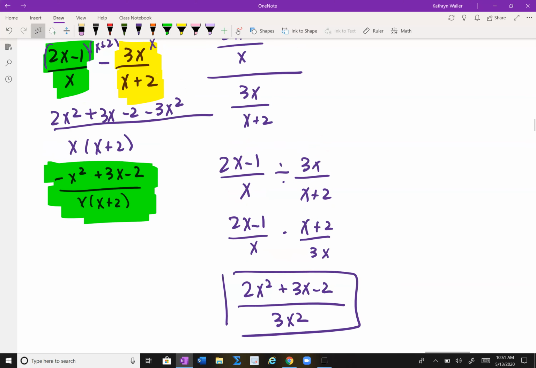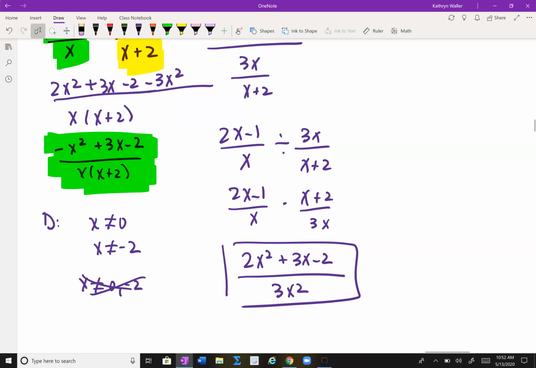Hey, I didn't see that they were asking for domain. So back on part A, the domain is, they didn't say set notation, so I actually won't. From the denominator, x cannot be 0 and x cannot be -2. Please don't write it like this. X cannot be 0, -2. They don't like that.